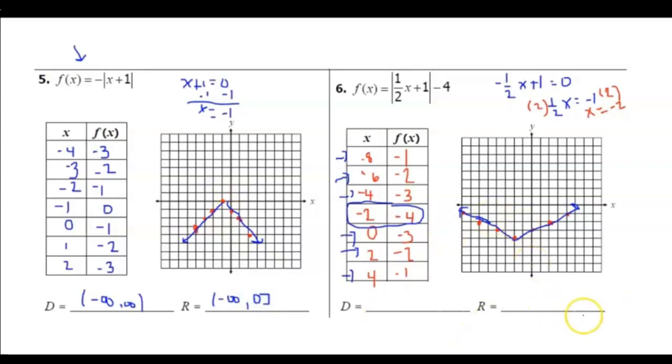Let's look at the domain and range for this graph. Again, any number can be plugged in for the x value, so my domain is all real numbers. So let's look at the range for this graph. This graph, I start at negative 4, and then I go all the way up. So for my range, I'm going to say my range starts, it includes negative 4, and then it goes up.